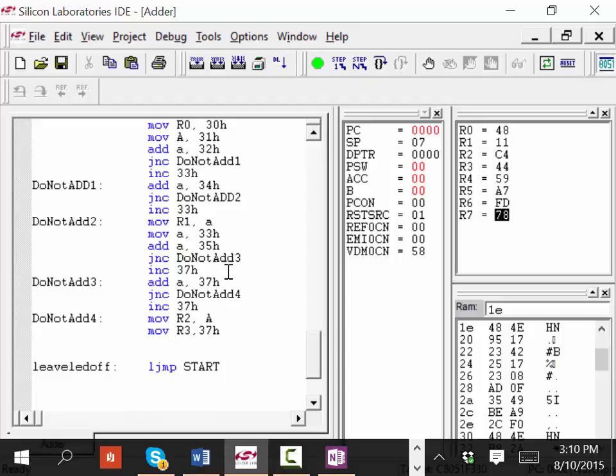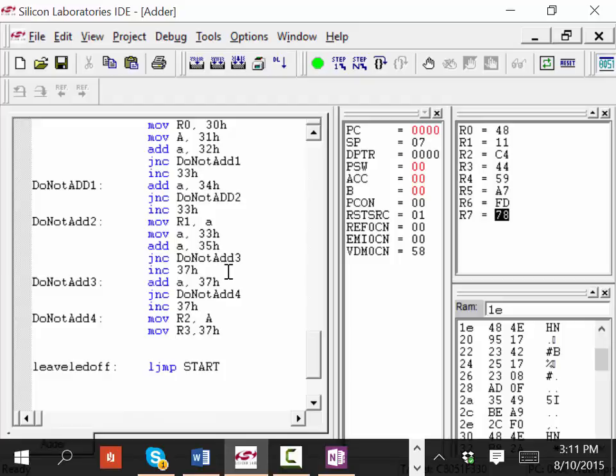So the problem is that I'm adding 3 numbers. If I have a carry in any of those 3 numbers, I have to do something with it. So I have to look. I add those 2 numbers. If there's a carry, then I have to deal with it. Same thing, I add those 2 numbers. If there's a carry, I have to deal with it. I add these 2 numbers. If there's a carry, I have to deal with it. And the way that I'm dealing with it is I'm just incrementing one of those memory locations.